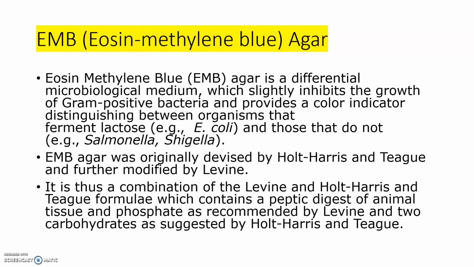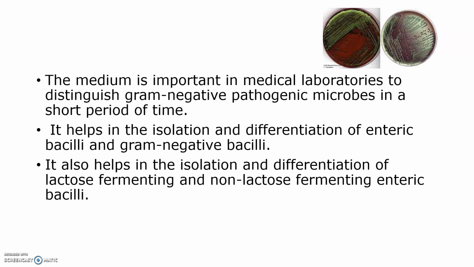It was originally devised by Holt-Harris and Teague and further modified by Levine. It is thus a combination of Levine and Holt-Harris and Teague formulae, with an aseptic digest of animal tissue and phosphate as recommended by Levine, and 2 carbohydrates as suggested by Holt-Harris and Teague. The medium is important in medical laboratories to distinguish gram-negative pathogenic microbes in a short period of time.